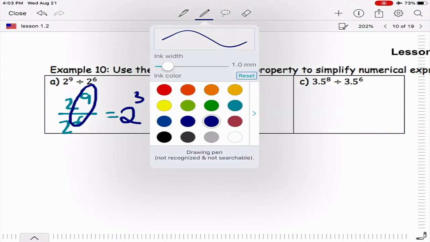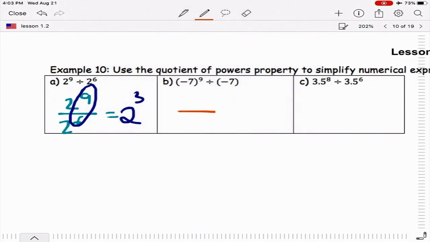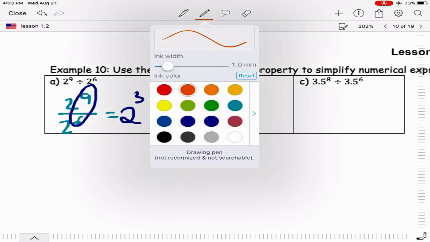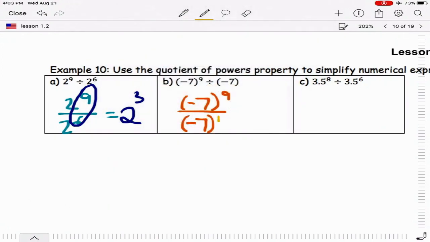Letter B, same thing, right? Very first thing I'm doing is the fraction method. Parentheses, -7 to the 9th, over parentheses -7. Because the -7 on the bottom doesn't have an exponent, I'm giving it a 1. Because you're dividing the same base, you technically subtract the exponents. So I'll leave my base as -7. And then 9 minus 1 is 8.